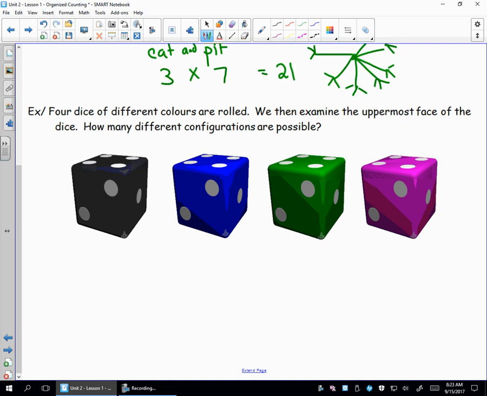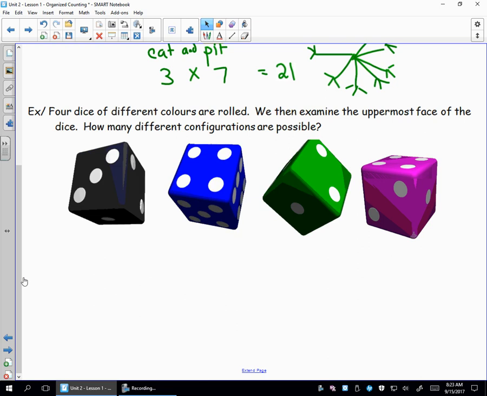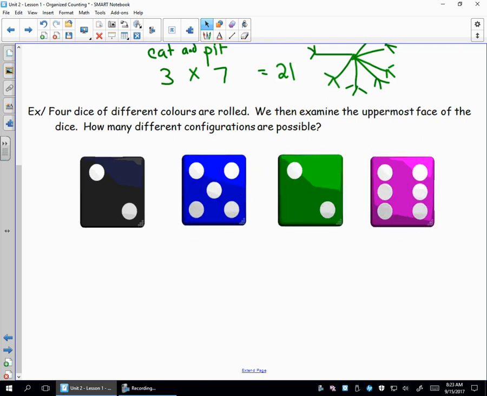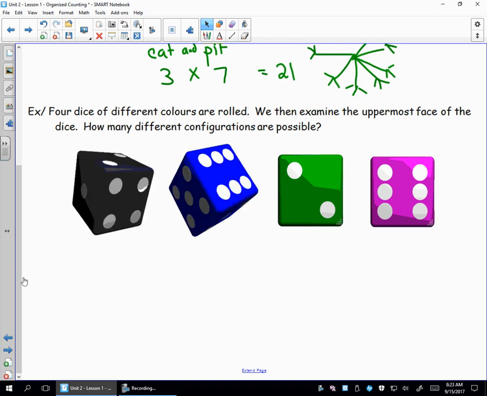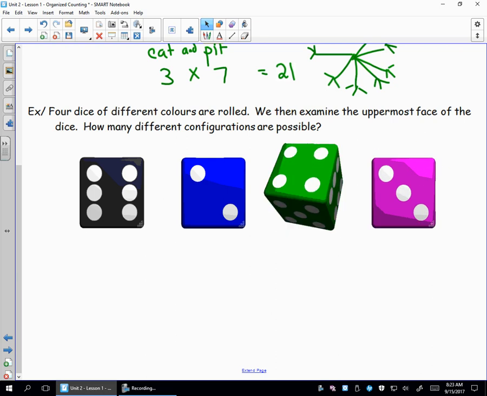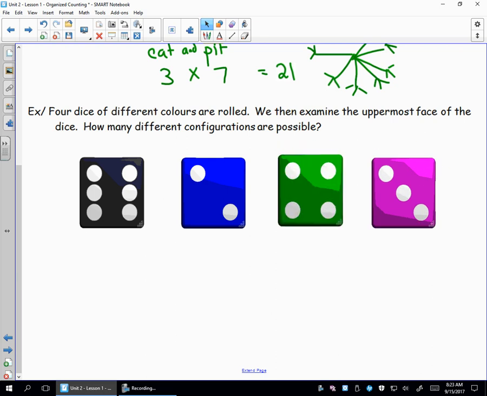Let's try the next one. 4 dice, different colors, are rolled. We always say different color for dice. We then examine the uppermost face of the dice. So we roll the dice, and we look at this combination and say, okay, I got a 2, a 5, a 2, and a 6. I want to know how many different configurations are possible. So I roll again. That's a different configuration now because the first number used to be a 2, now it's a 1. So every time I roll the dice, odds are I'm going to get a different configuration, right? How many can we get?